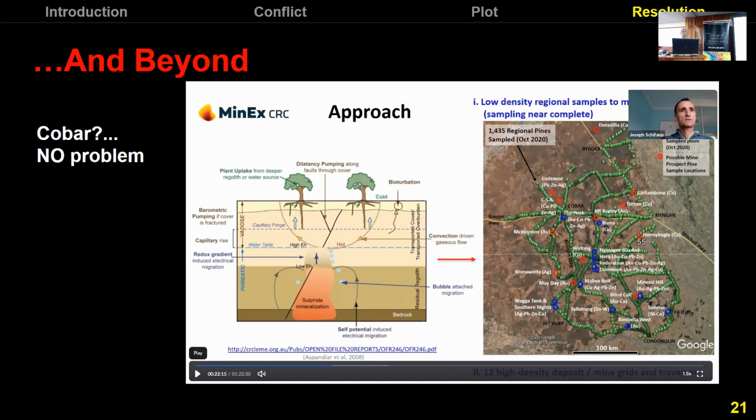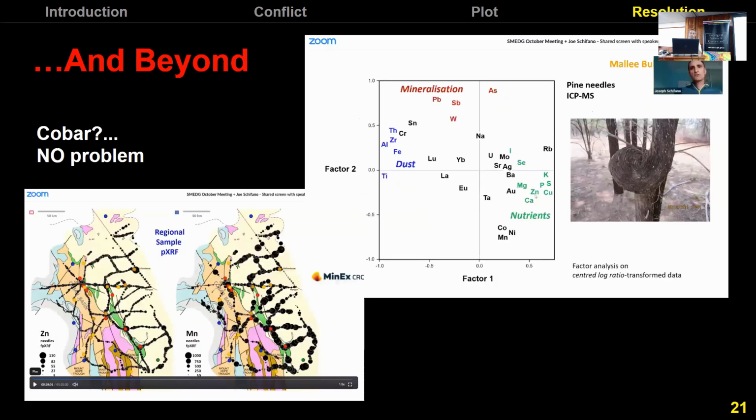So they did basically the entire Cobar Basin, something like 3,000 samples. A pretty massive project, but actually pretty efficient, because you just go by the roadside, pick some needles off and put them in a bag. You can actually micro XRF those just on the roadside while you're going about your business.